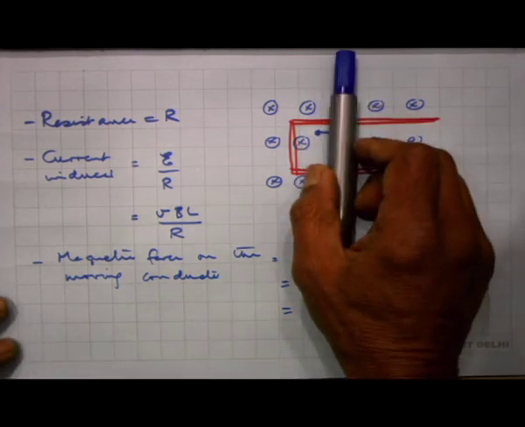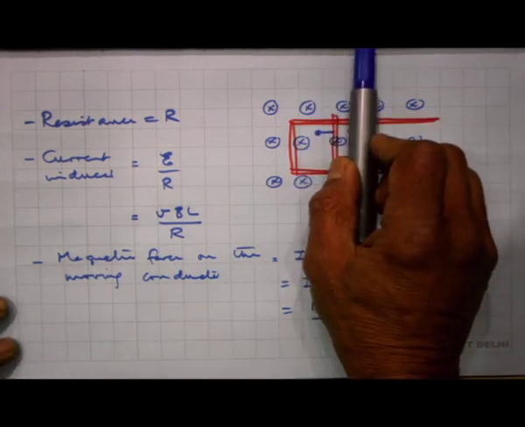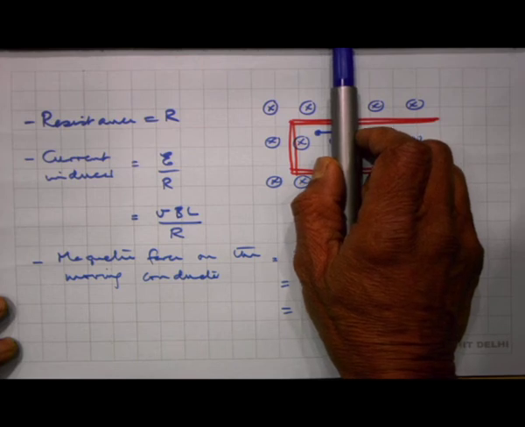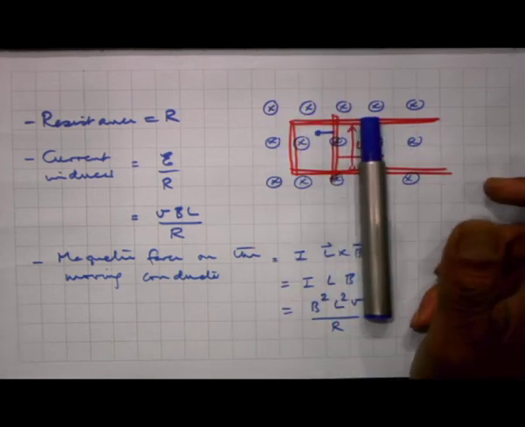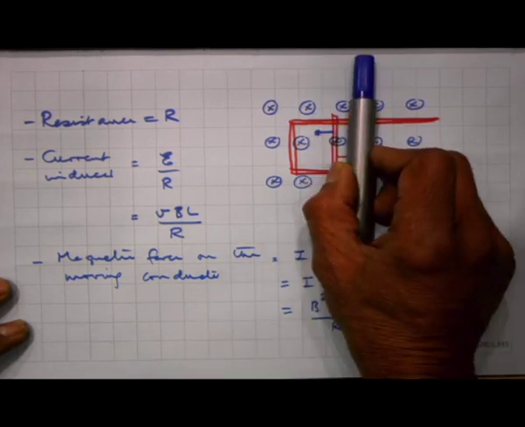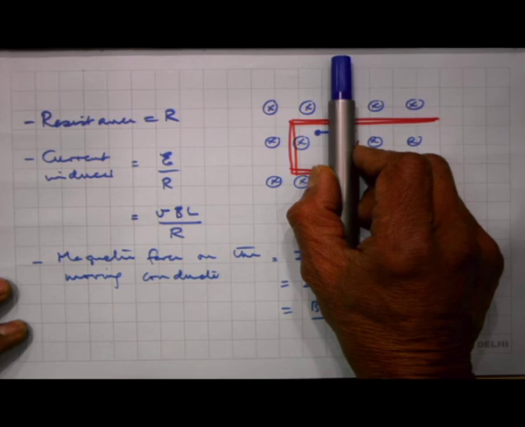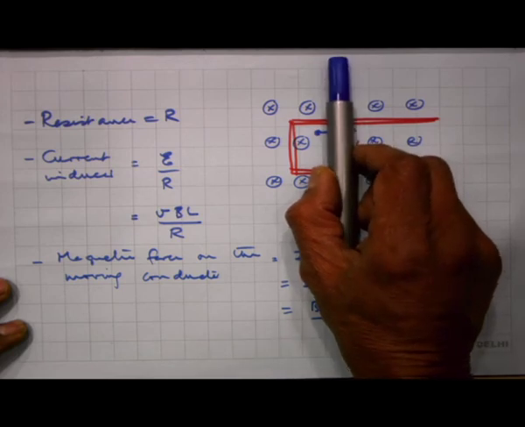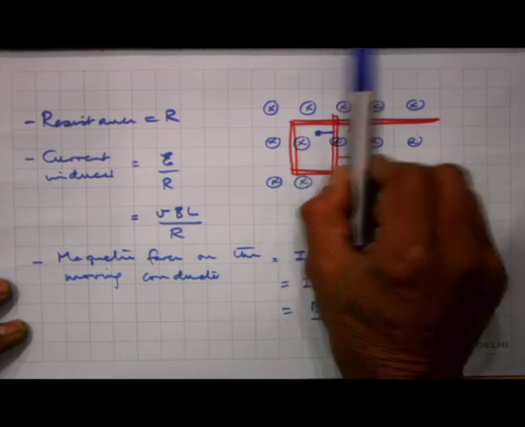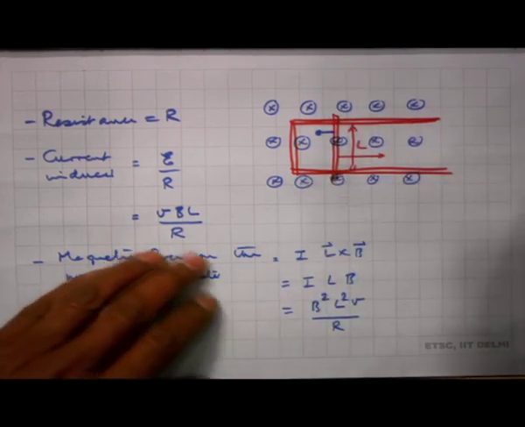So, if I have to pull the conductor, I must do work against this magnetic force on the current carrying conductor. The other parts of the conductor are not moving. So, this is the one which I am trying to pull. When I am trying to pull this conductor, there is a current in the conductor, there is a magnetic force on the conductor, and that magnetic force happens to be to the left. I am trying to pull it to the right. So, I must do work against this magnetic force.